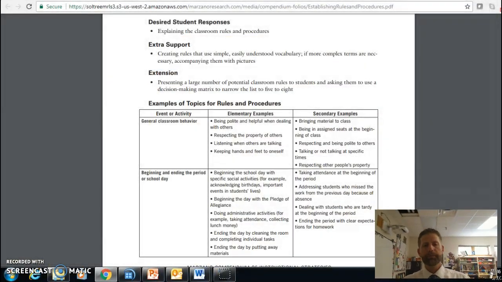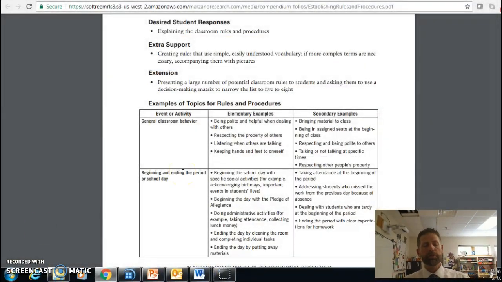Out of the compendium, there's a really good resource that we're going to email out to you. You should have it in your inbox tomorrow or on Monday, regarding some strategies that you can use within your classroom to help establish your rules and procedures. So we're going to go ahead and take a look at what that resource or strategy looks like.